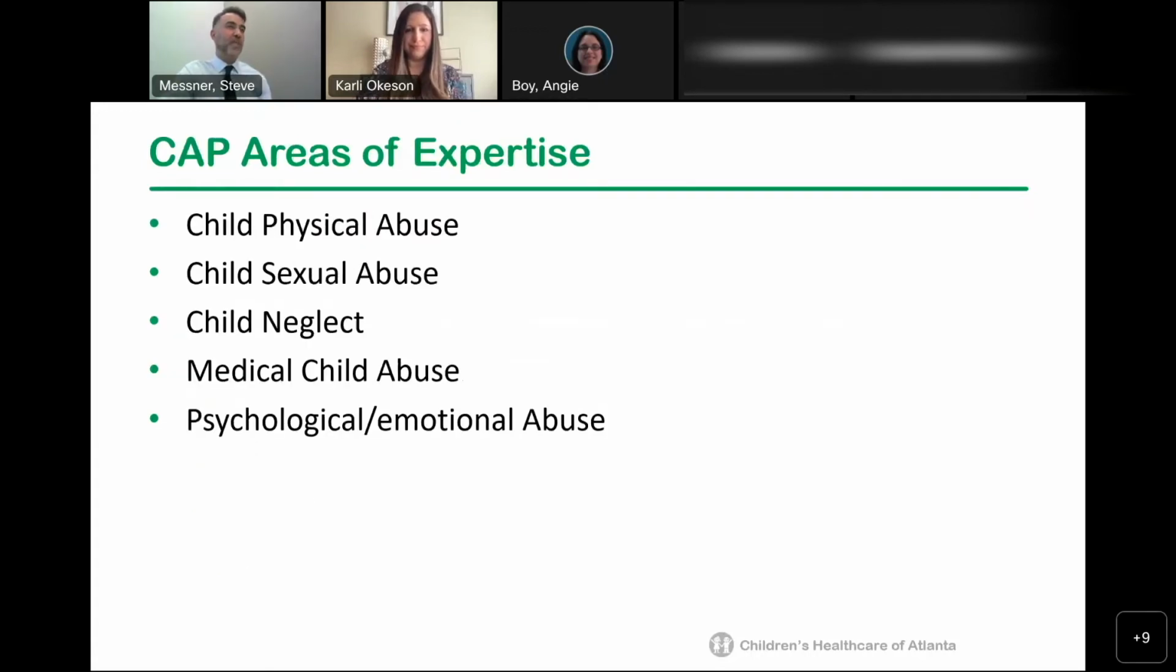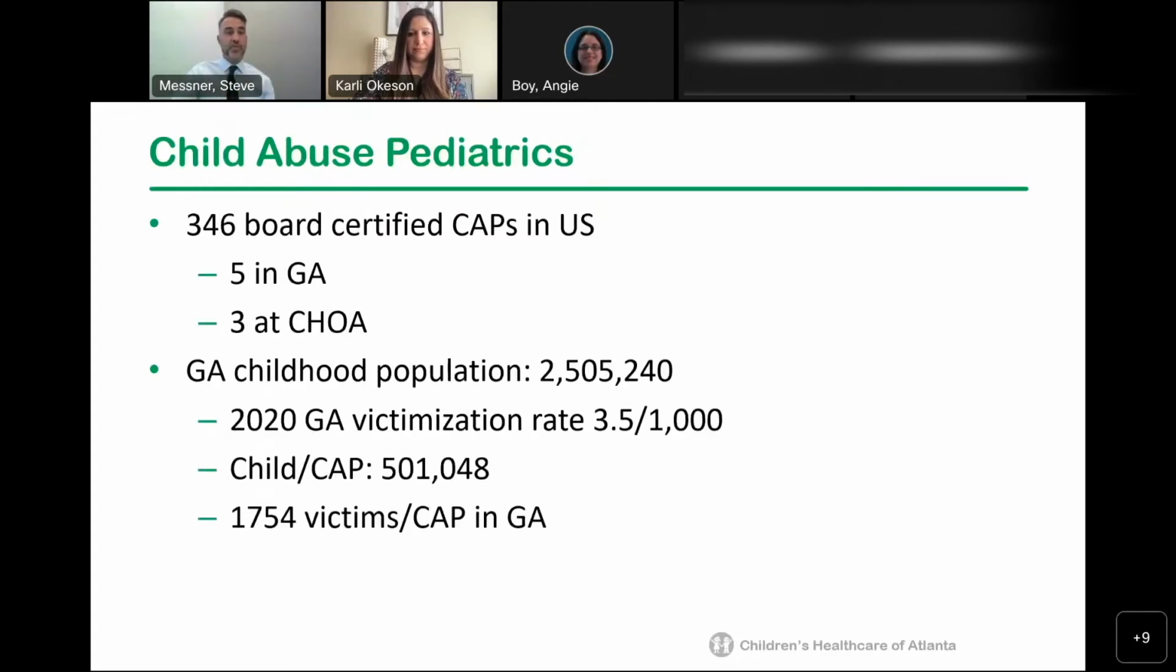Our areas of expertise, and we call ourselves CAPs, child abuse pediatricians, are in child physical abuse, sexual abuse, all aspects of neglect, medical child abuse, which is the term we prefer to use for Munchausen syndrome by proxy. It's a lot easier to say, but it also puts the emphasis back on abuse, and that the caregiver is manipulating the medical system to abuse the child, and then psychological and emotional abuse. There are 346 board certified CAPs in the US, and 5 of them are here in Georgia, 3 at Children's Healthcare of Atlanta. When you look at the population here in Georgia, about 2.5 million children with a victimization rate of 3.5 per 1,000, that puts the ratio at just over 500,000 children per child abuse pediatrician, which isn't the greatest. When you look at victims, it's about 1,700 victims per child abuse pediatrician in Georgia.